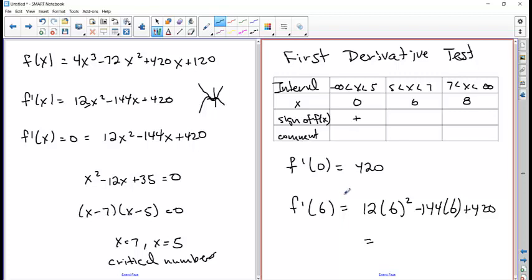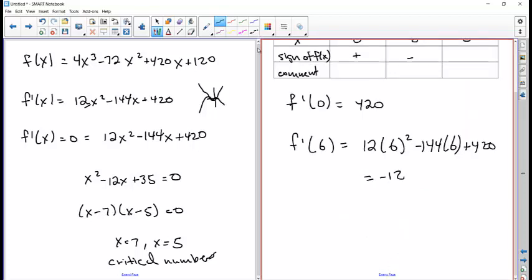Something is wrong. So let me just pause for a second. Okay, I just put a number wrong in my calculator. So I get negative 12, which is negative. And then if I do f prime of 8, I get 12 times 8 squared minus 144 times 8 plus 420. So I put that in the calculator. And I get 36, which is positive.